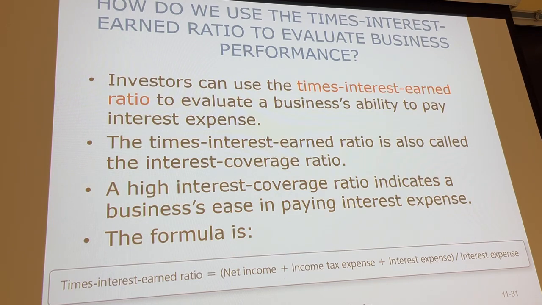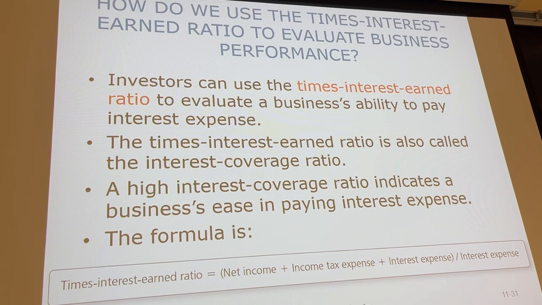There's one ratio at the end of this chapter that's called the times interest earned ratio. That's used quite a bit in business. It's to measure a business's ability to pay their interest expense. Another name for it is the interest coverage ratio.